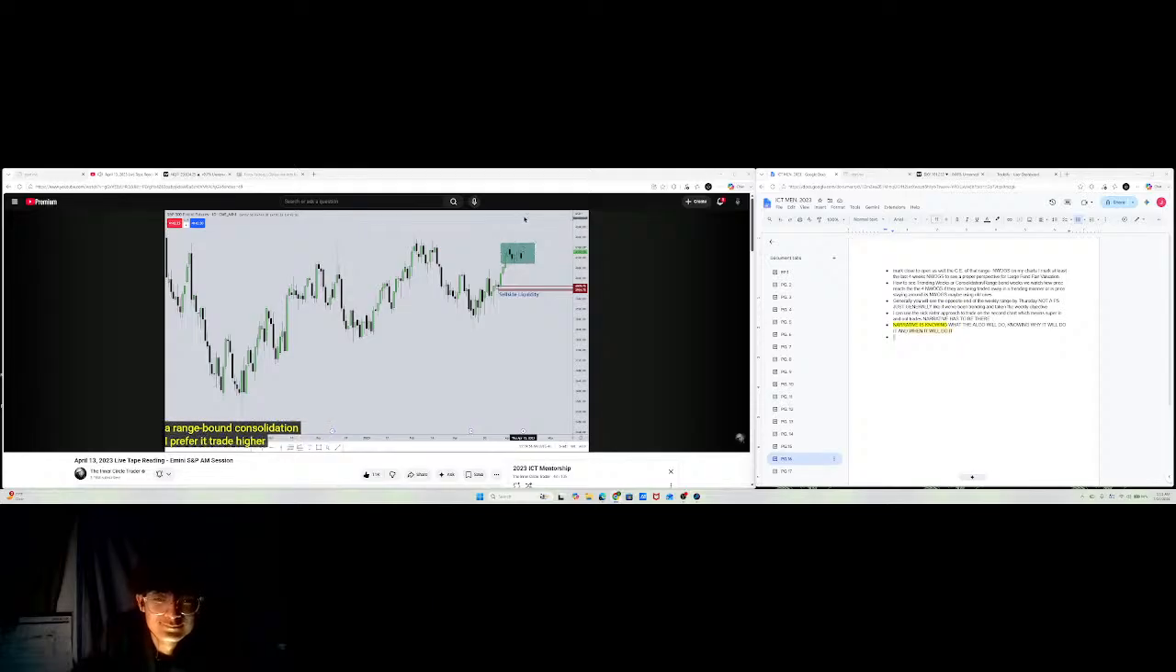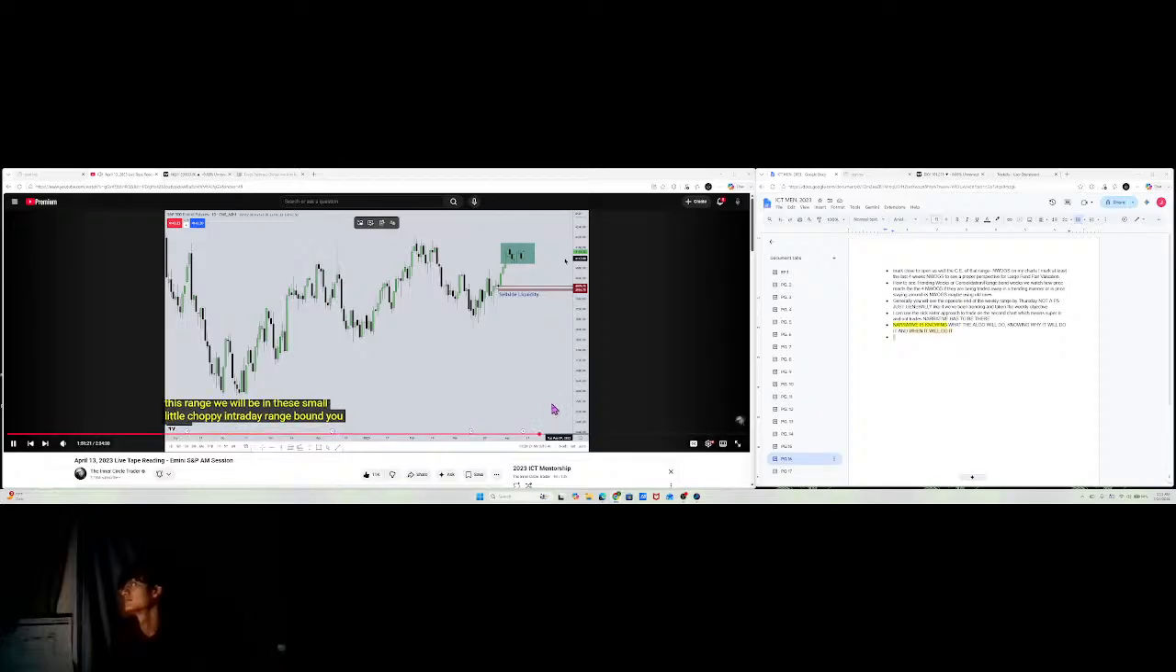I prefer it trade higher. That's what I want to see happen. My will has no part of what the market's going to do. So while my analysis is favoring that, I'm not against going short if it presents it, but I'd like to see it leave to the upside, this range here. Until we leave this range, we will be in these small little choppy intraday range-bound consolidations. And you need to be very nimble, meaning that you don't marry any trade and turn it into a long-term position.